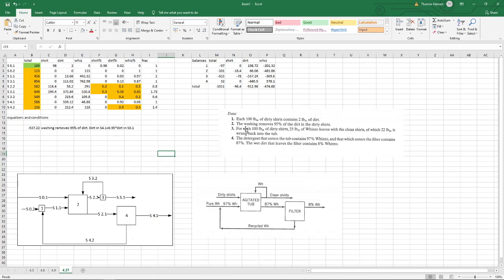the statement from the assignment is that the washing removes 95% of the dirt in the dirty shirts. So that's why I say it must be 95% of the dirt that enters with the new dirty shirts. That is technically what the assignment says, that it removes 95% of the dirt in the dirty shirts, or in the stream with dirty shirts.